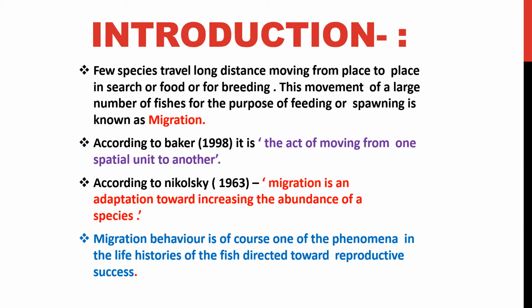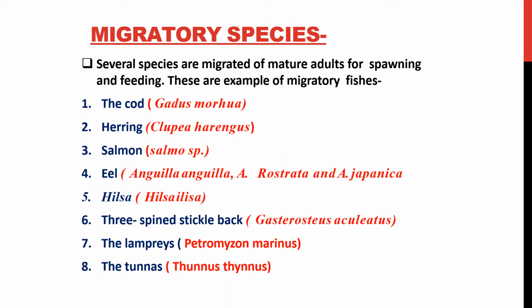According to Baker, a very renowned scientist, in 1998, it is the act of moving from one spatial unit to another. According to Nikolsky, 1963, migration is an adaptation toward increasing the abundance of a species. Now, migration behavior is one of the phenomena in the life histories of fish directed toward reproductive success. Migratory species: several species migrate as mature adults for spawning and feeding. These are examples of migratory fishes.